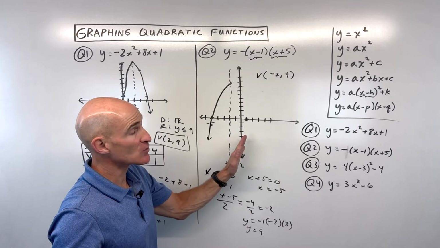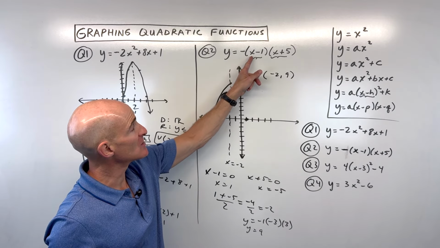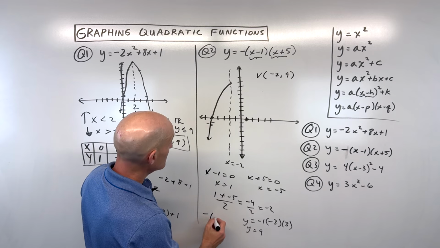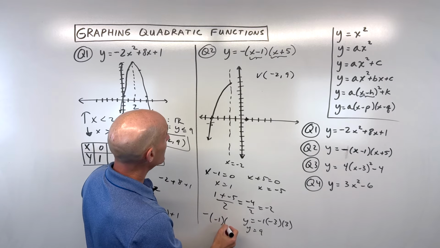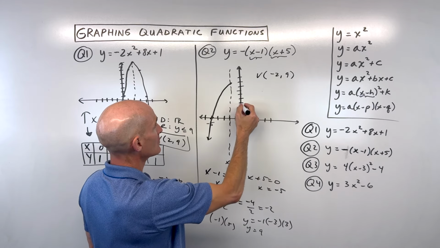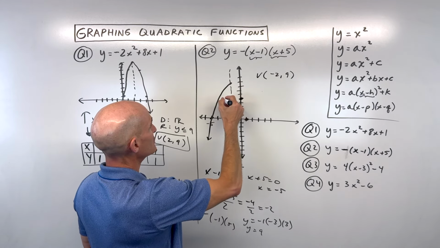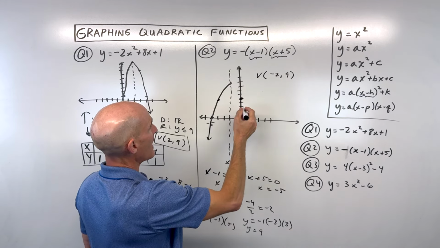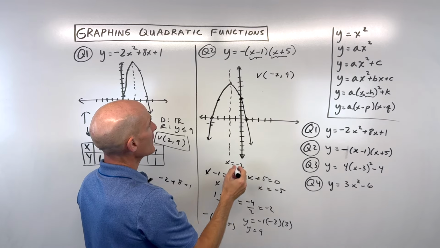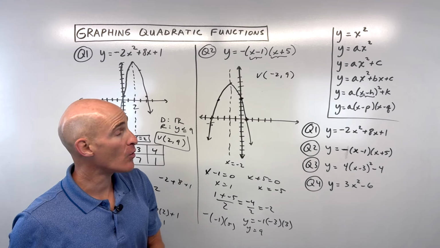A key point might be this y-intercept right here. We could put 0 in for x. That's going to be, let's see, negative 0 minus 1 is negative 1, and 0 plus 5 is 5. That's going to come out to positive 5 right here, and I can take the mirror image across that axis of symmetry to get a good sketch of our graph. Okay, so now let's answer the key questions.